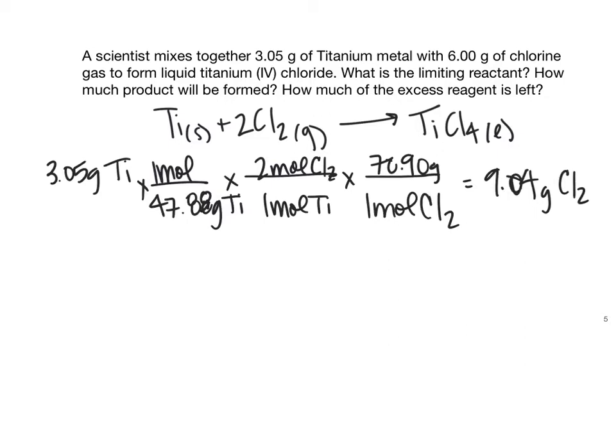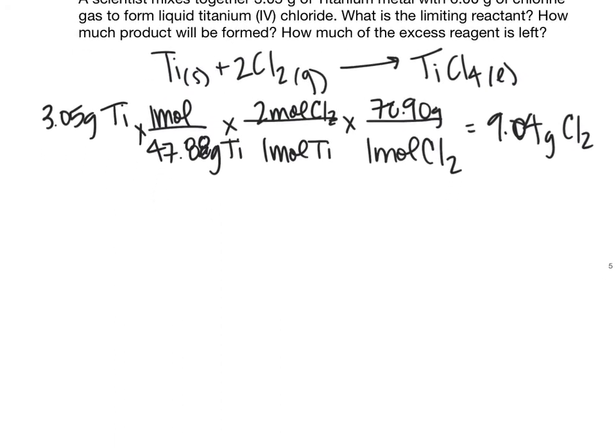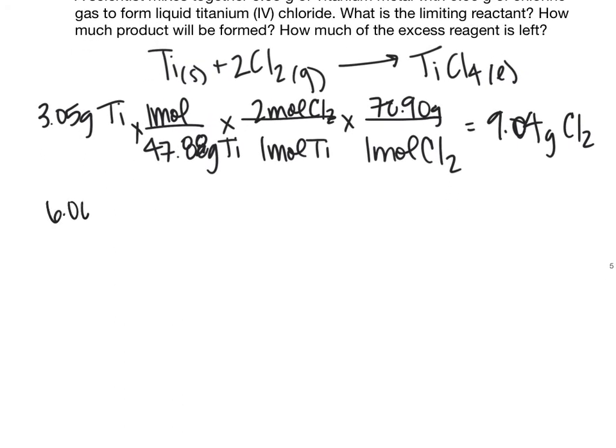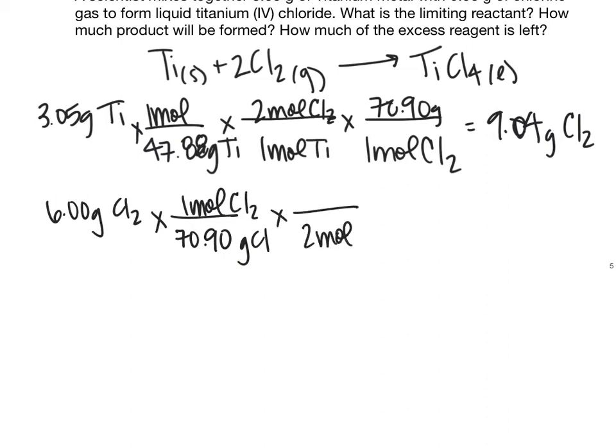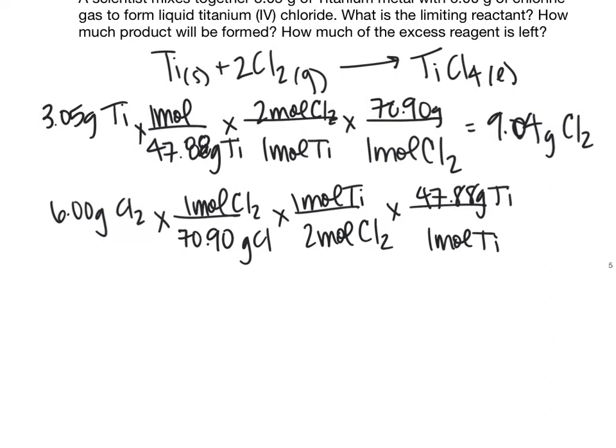We, in fact, only have 6 grams of chlorine gas, so we know that that's going to be the limiting reactant. So we're going to take our 6.00 grams of Cl2 gas and convert that to titanium. And so there are 70.90 grams of Cl2 in 1 mole of Cl2. There are 2 moles of Cl2 for every 1 mole of titanium. And 1 mole of titanium weighs 47.88 grams.